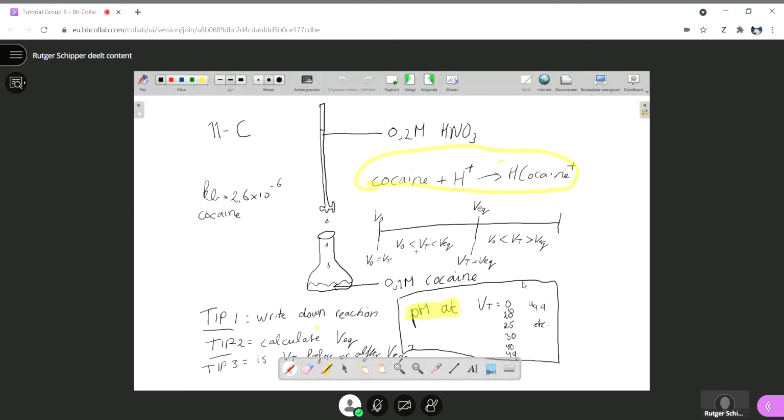All right, can someone let me know what the equivalence volume is that you calculated in the chat, perhaps?